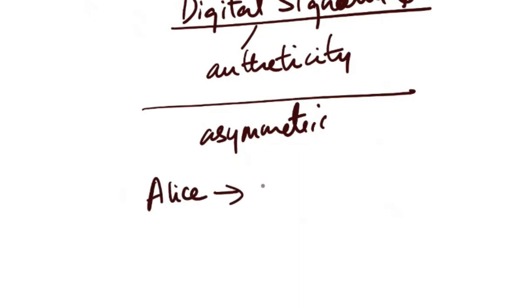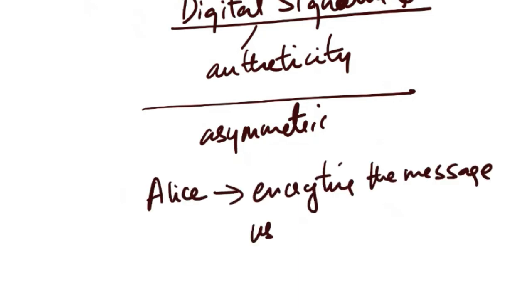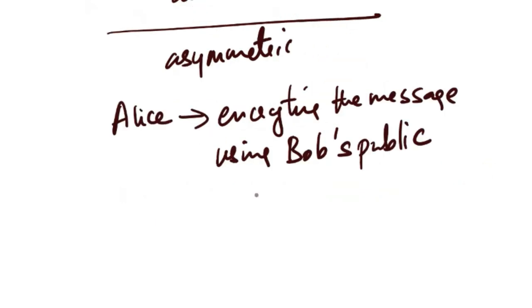So, Alice is encrypting the message using Bob's public key, and this ensures that only Bob, who has the corresponding private key, can decrypt and read the message.